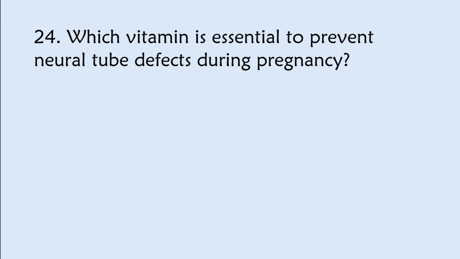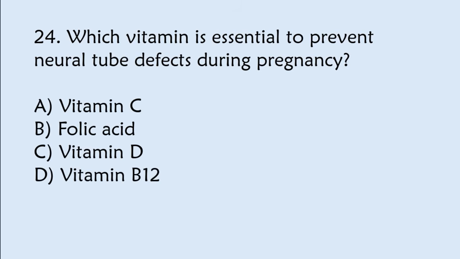Which vitamin is essential to prevent neural tube defects during pregnancy? Vitamin C, folic acid, vitamin D, vitamin B12. Correct answer is option B, folic acid.